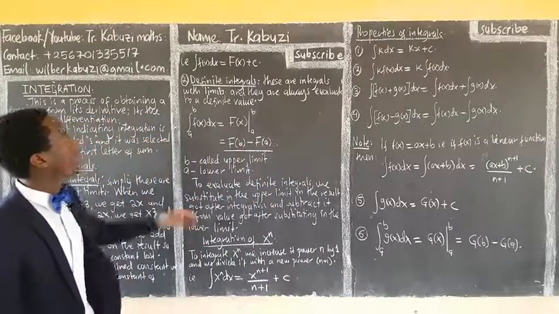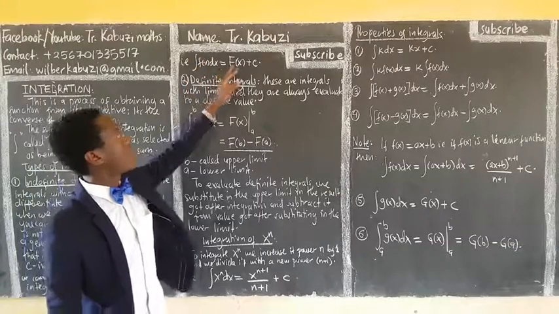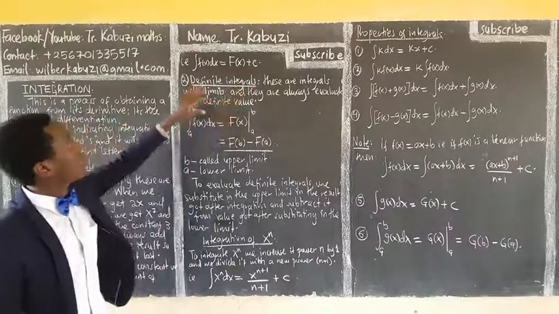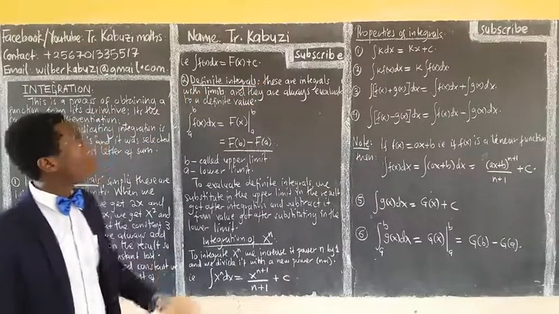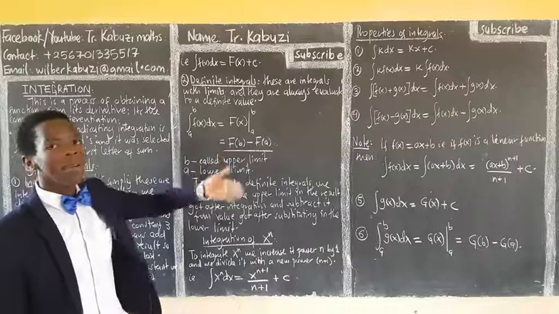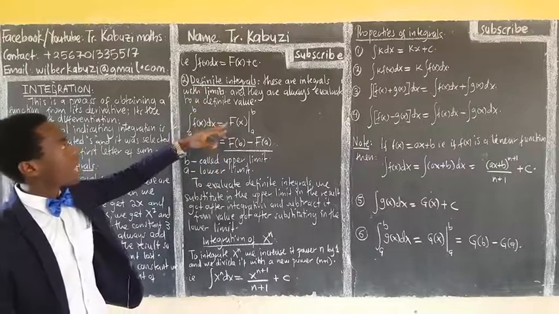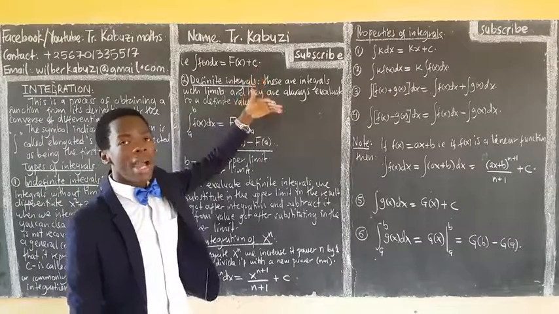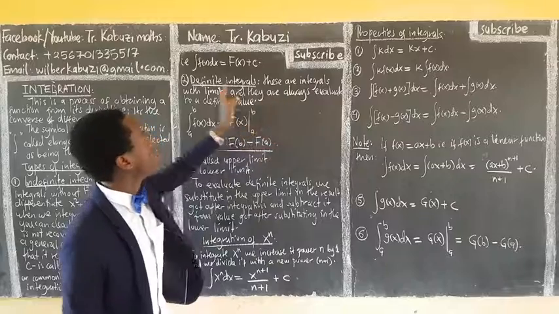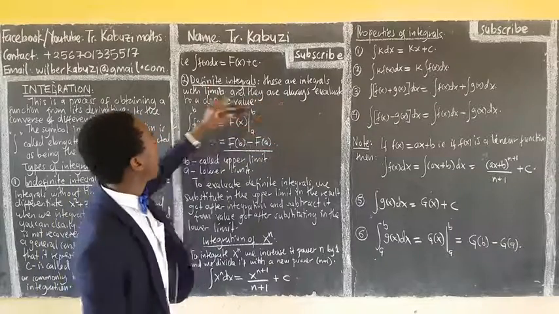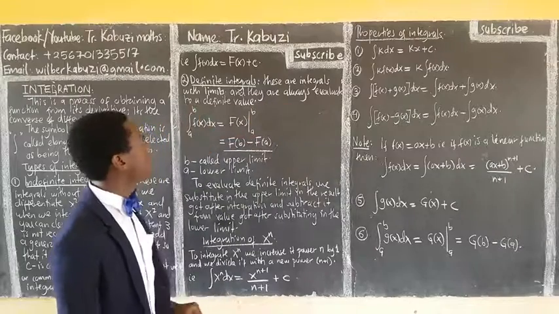Okay, so in simple terms, if I integrate this function without limits, I get f of x plus c. Now, this c represents the constant we may have lost along the way. This c can be 0, can be 1, can be a fraction, so it's a real number. Now definite integrals. These are integrals with limits, and they are always evaluated to a definite value.